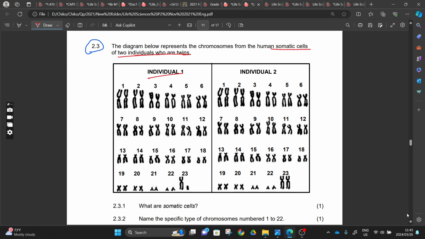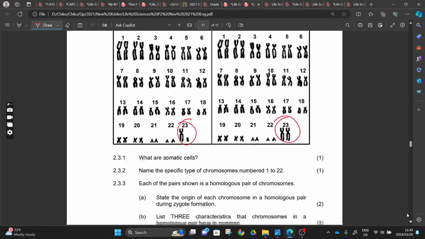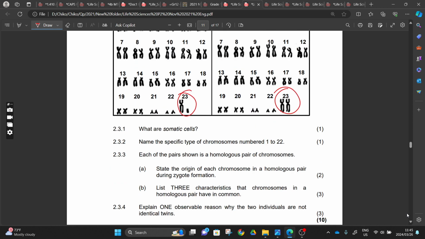We did this, you remember, individual 1, individual 2, and then you can see here, that's when you see that now we are doing it. And then what are somatic cells? We did it. These are body cells.